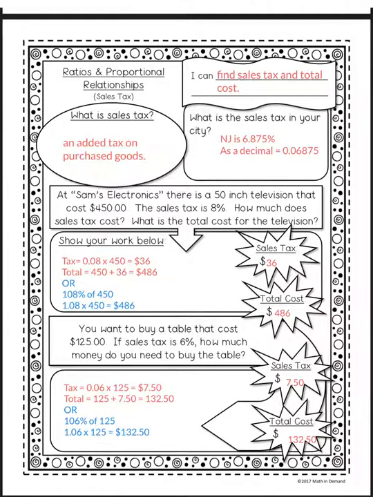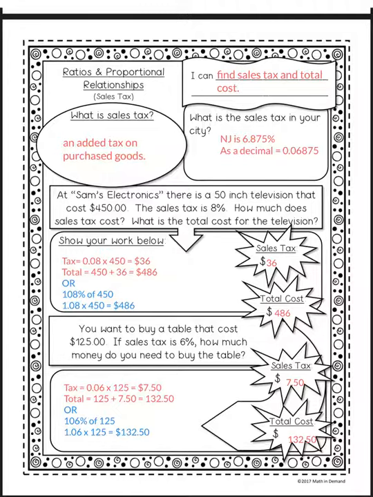Okay, example number 2. You want to buy a table that costs $125. If the sales tax is 6%, how much money do you need to buy the table? I'm noticing you just need to find the total cost, but I'm looking at the side here and it shows that we have to find the sales tax and the total cost. So first I'm going to take the sales tax, which it says 6% in the problem, turn that into a decimal, 0.06, and multiply it by the cost of the TV, $125. And I get $7.50. That's my tax.